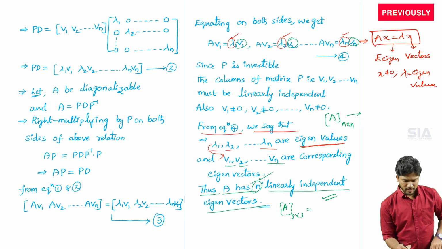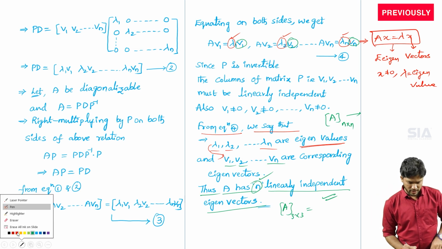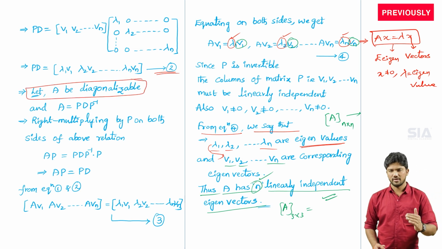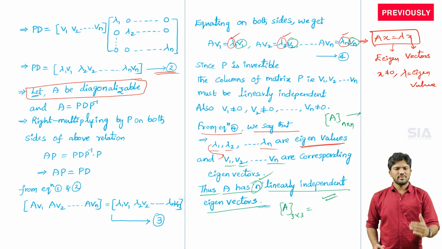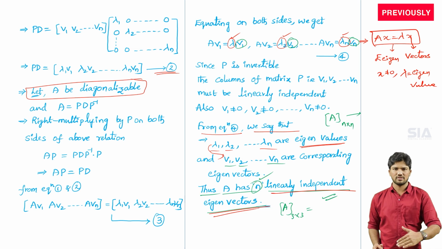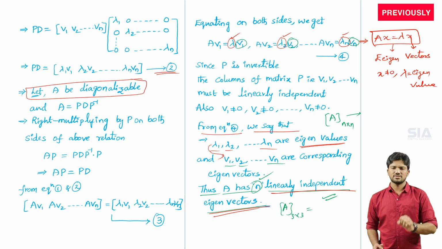Here, see, what we considered below equation number 2 is: let capital A be diagonalizable. Okay, so we have let capital A be diagonalizable. We got that capital A has n linearly independent vectors. Okay, so the condition property is proved. So this is half of the part of the proof of this theorem.